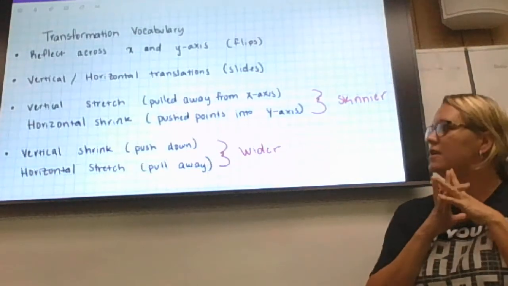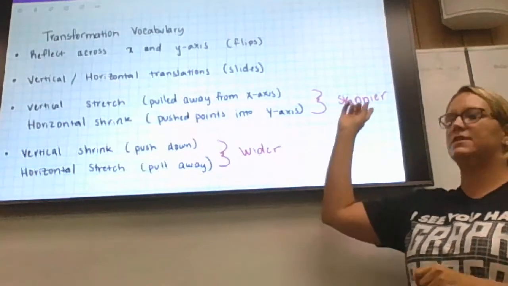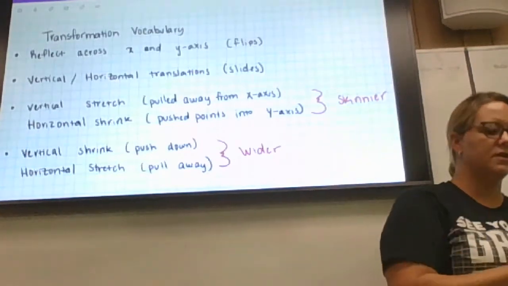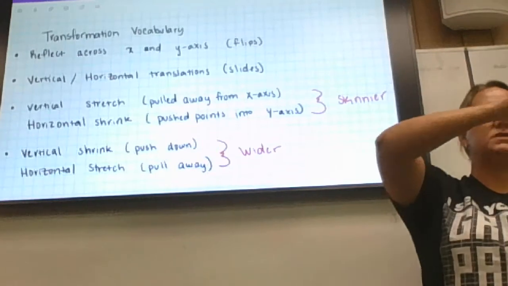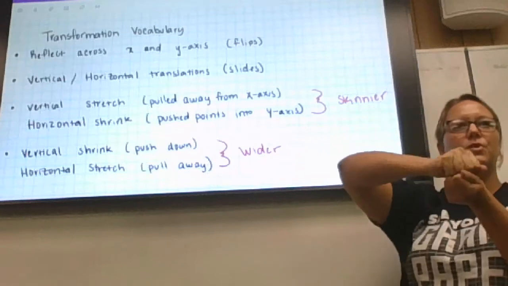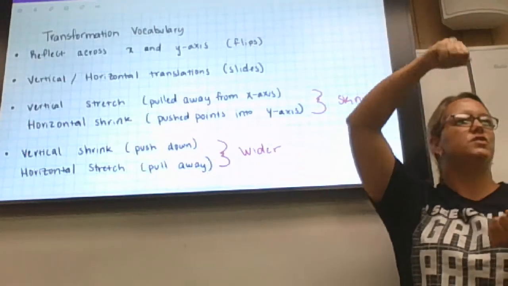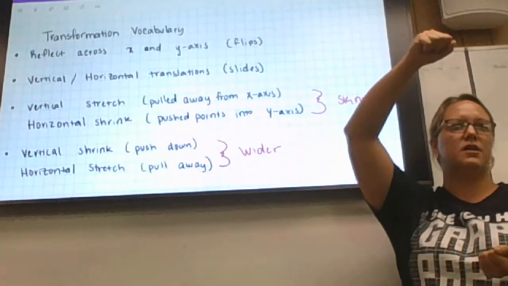Or compression even. So if a graph looks skinnier than the parent function, a lot of times it's because it's been stretched vertically. Like, think of a rubber band. If you pull a rubber band up, it's going to make it skinnier. So vertical stretch will make a function skinnier.